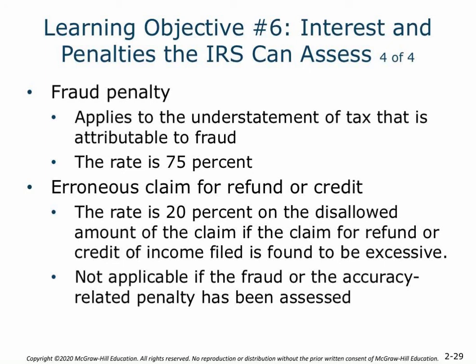And then there's an erroneous claim for refund or credit. The rate is 20% on the disallowed amount of the claim if the claim for refund or credit of income tax filed is found to be excessive. And that's not applicable if the fraud or accuracy-related penalty has been assessed.